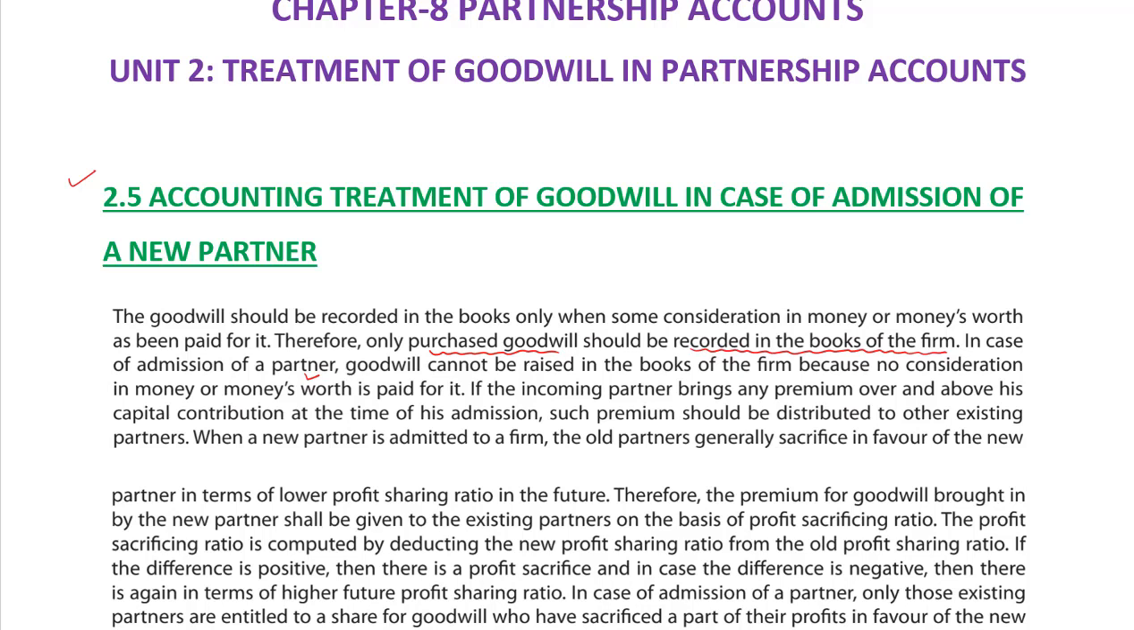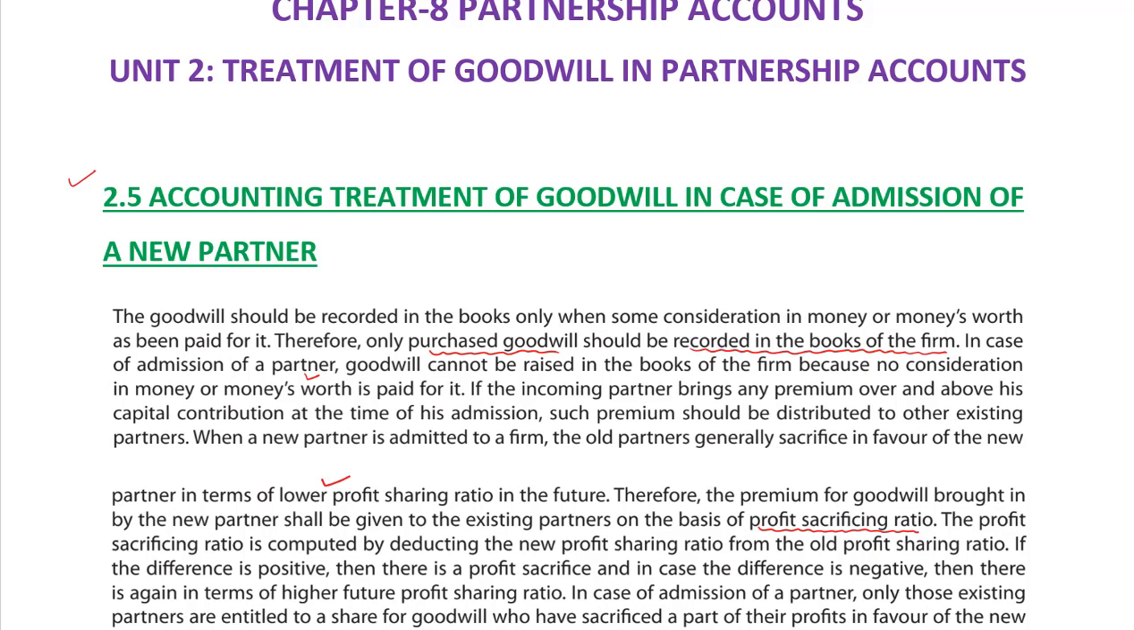If the incoming partner brings any premium over and above his capital contribution at the time of admission, such premium should be distributed to other existing partners. When a new partner is admitted to a firm, the old partners generally sacrifice in favor of the new partner in terms of lower profit sharing ratio in the future. Therefore, the premium of goodwill brought in by the new partner shall be given to the existing partners on the basis of profit sacrificing ratio.